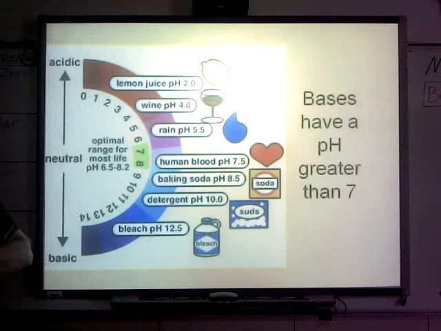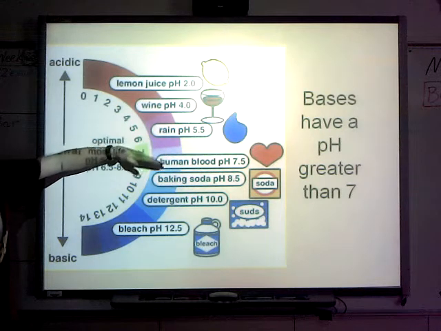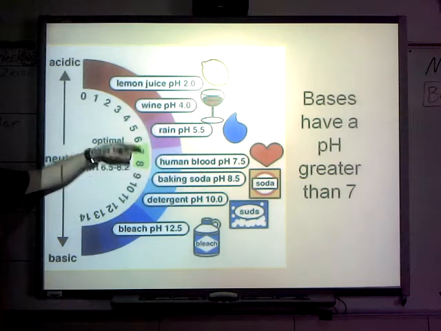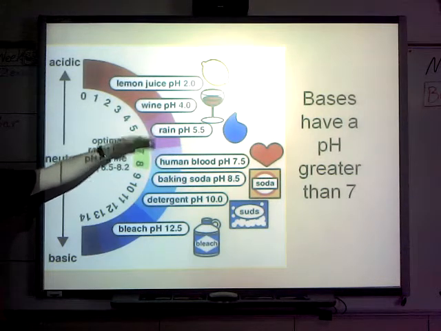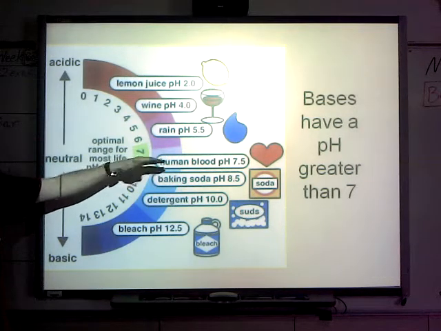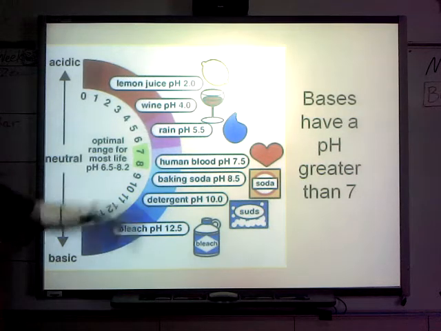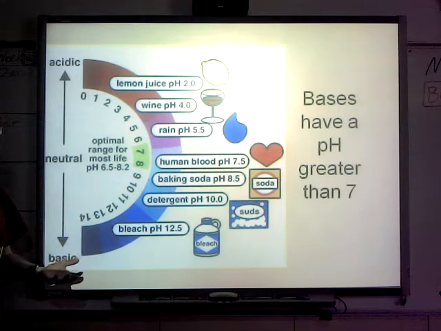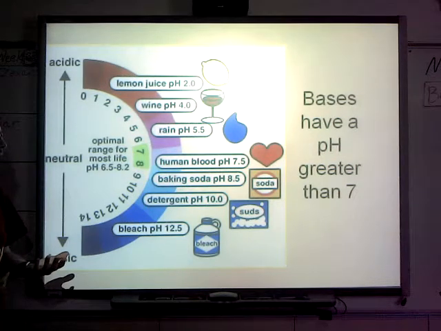Bases, on the other hand, have a pH greater than 7, so again, here's neutral, and as we go up, we run into several bases. Something interesting I think I should note here is that human blood is actually slightly basic. It's got a pH of about 7.5, which is just a little bit north of neutral. And it's important that your blood is basic instead of acidic, because if your blood becomes acidic, then you have all kinds of problems. It's called, I believe, blood acidosis, and it's really, really not good.